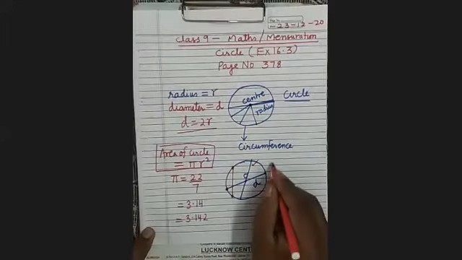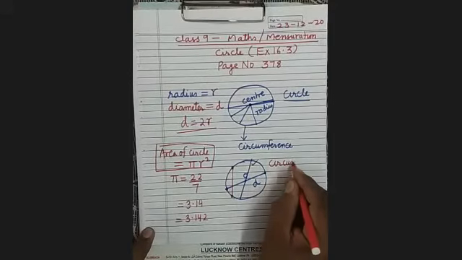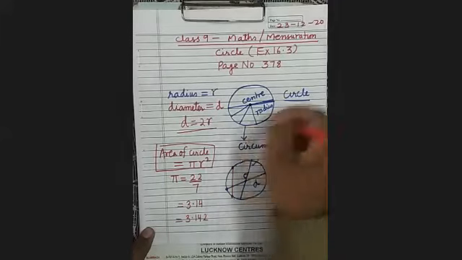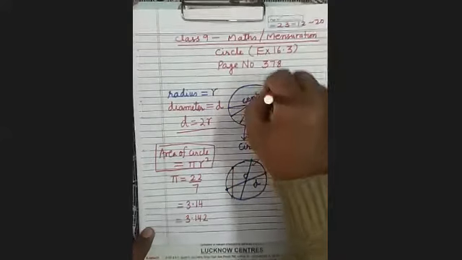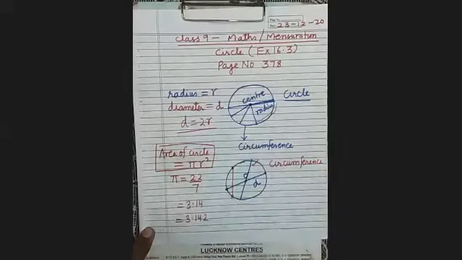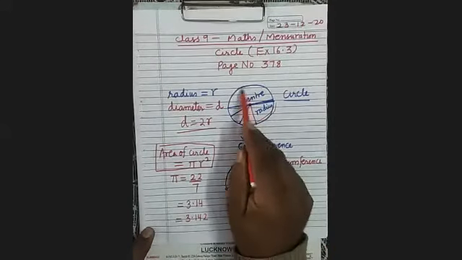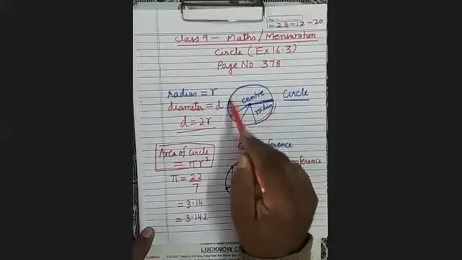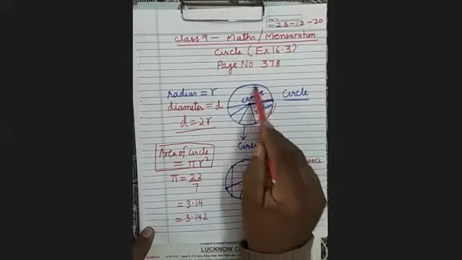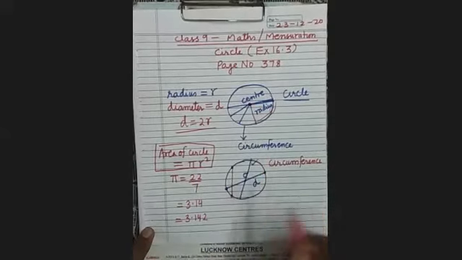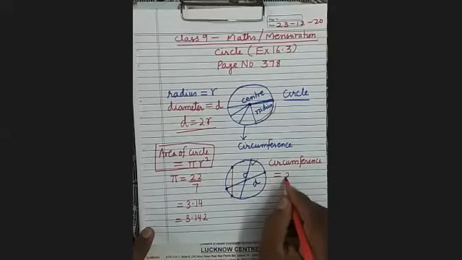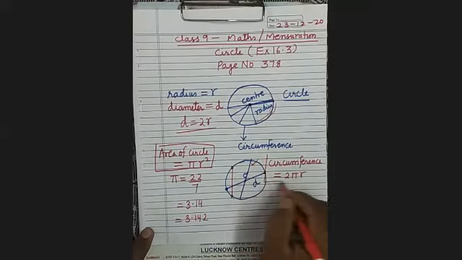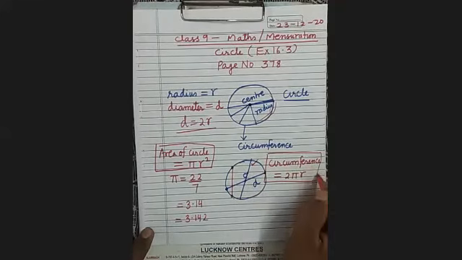Then circumference. There is one more formula. What will be the length of circumference? Which we call the boundary of the circle. What is the total length of the boundary of the circle? It's clear. So it is circumference. It is given by 2 pi r. Circumference equals 2 pi into r.